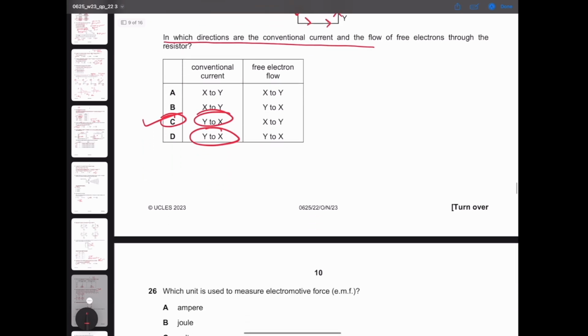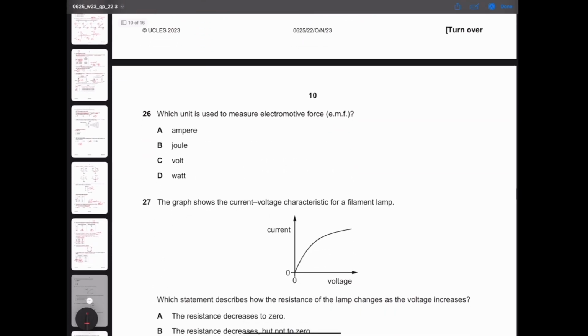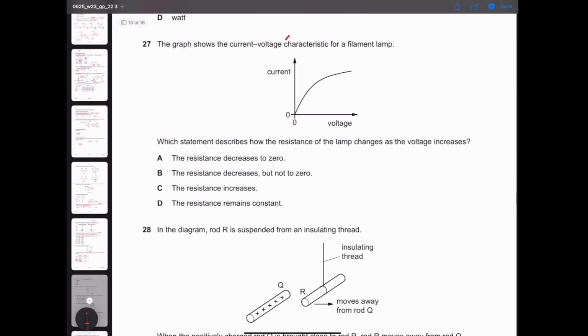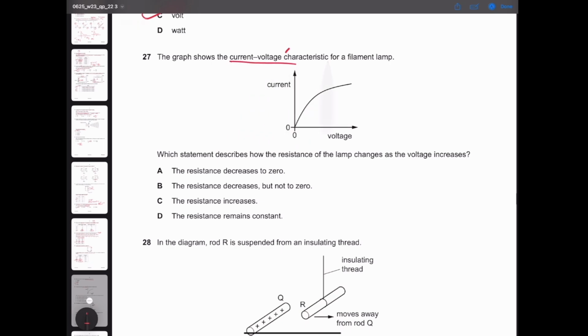25, answer is C. Question 26, which unit is used to measure electromotive force? The unit is volts only, so the answer should be C. The graph shows the current voltage relationship for a filament lamp.